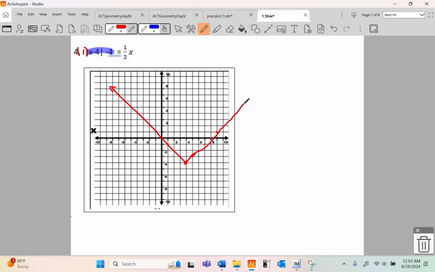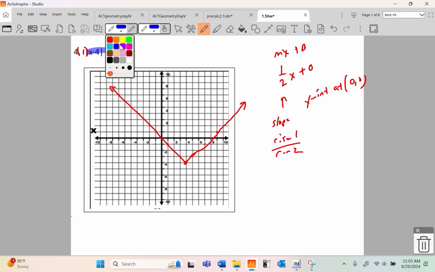Then I have, I really messed that one up. I have 1/2 x. I know a lot of kids struggle with this thing. It's technically 1/2 x plus 0. So I have a y-intercept at the origin, 0, 0, because y is 0. And this is my slope. Rise 1, run 2. I don't know how kids don't understand that by the time they're juniors, but whatever. Rise 1, run 2, again and again. It looks like eventually these would have intersected, doesn't it?